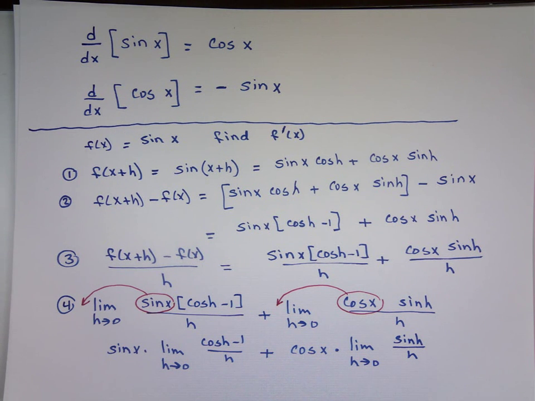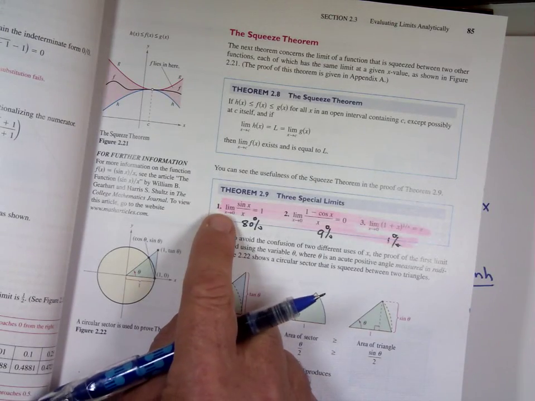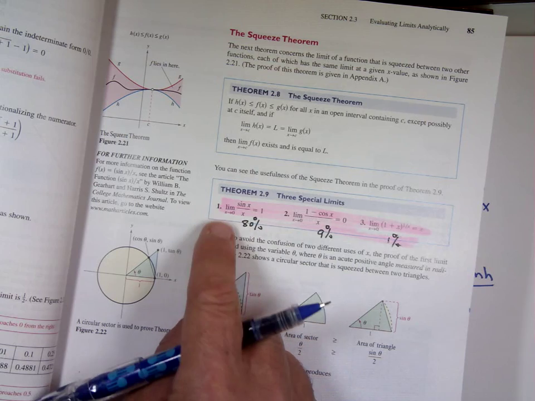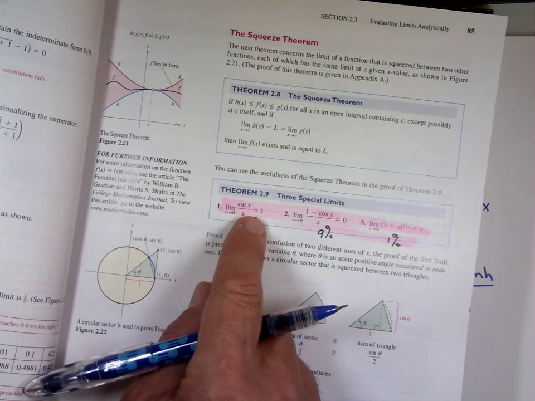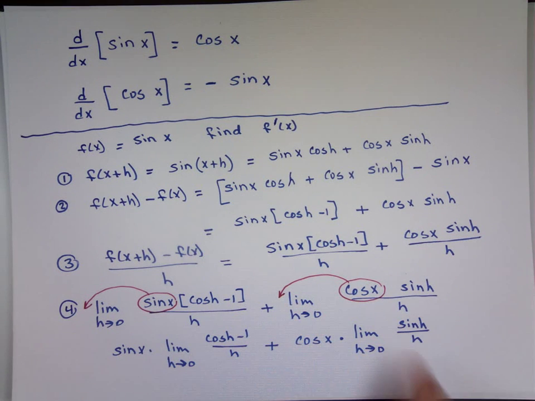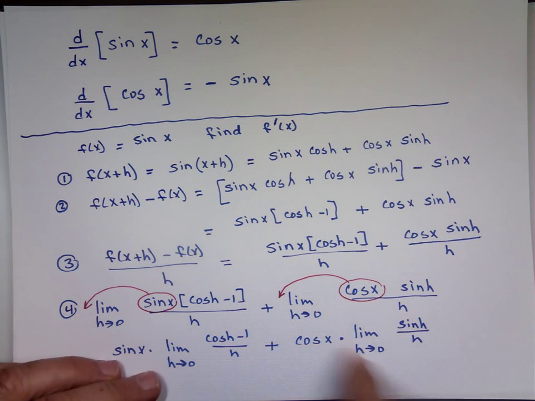I went through my book while we were doing this just now, and I looked for the special cases just in case you forgot about them. Here's the special case. The limit of sine of x over x as x approaches 0 is always what? 1. That's this piece. The answer to this, that's a 1.